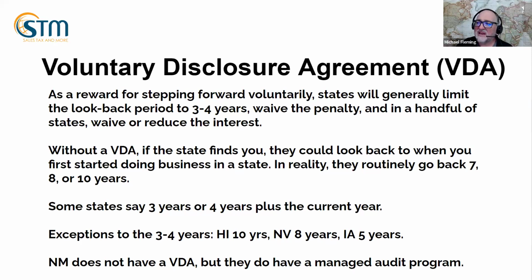Also, just about every state out there will waive the penalty. And in a handful of states, roughly 7 or so, they're going to waive some or all of the interest. And remember, without a VDA, if the state finds you, they're going to routinely go back 7, 8, or 10 years. The most common look back periods for states, we touched on some of these earlier, are 3 years or 4 years, or 3 years plus the current year, or 4 years plus the current year. Nevada is 8 years, Iowa 5 years, Hawaii 10 years. New Mexico does not have a VDA, but they have the managed audit program, so we'll talk about that in a moment.